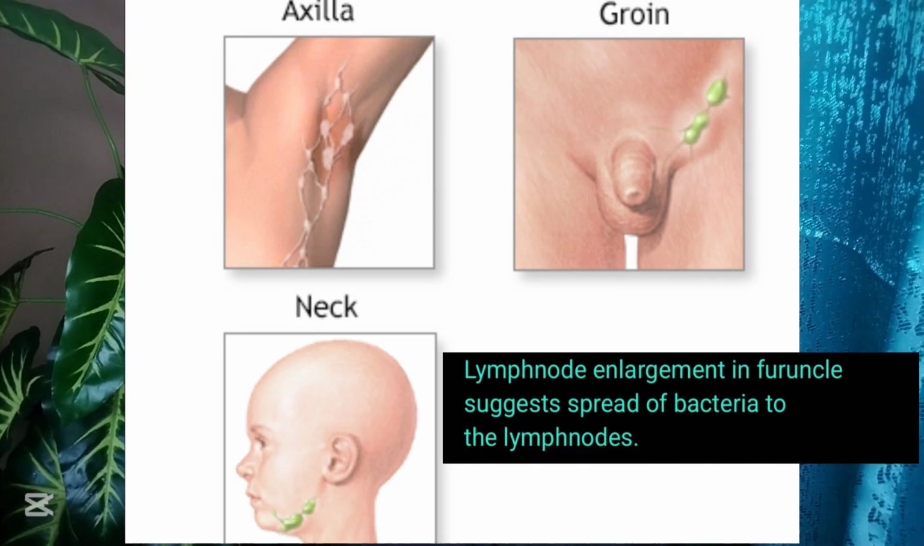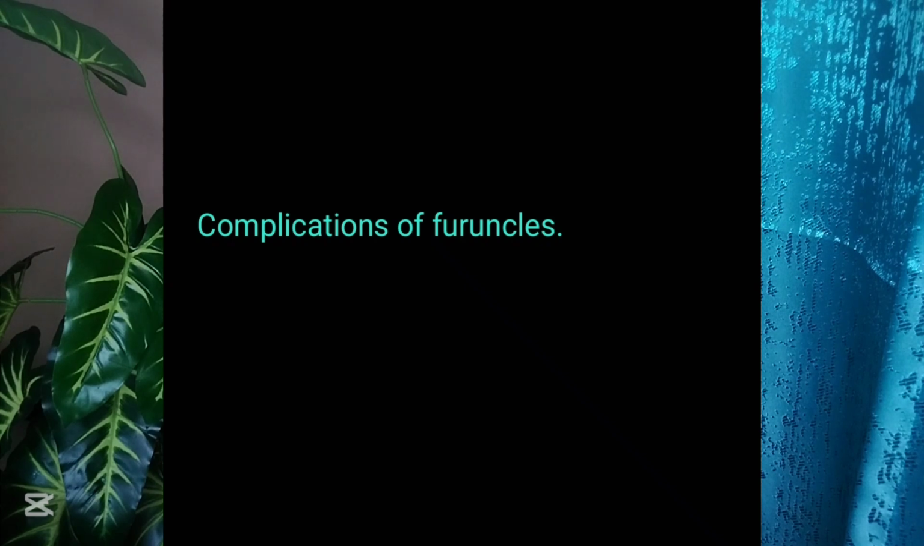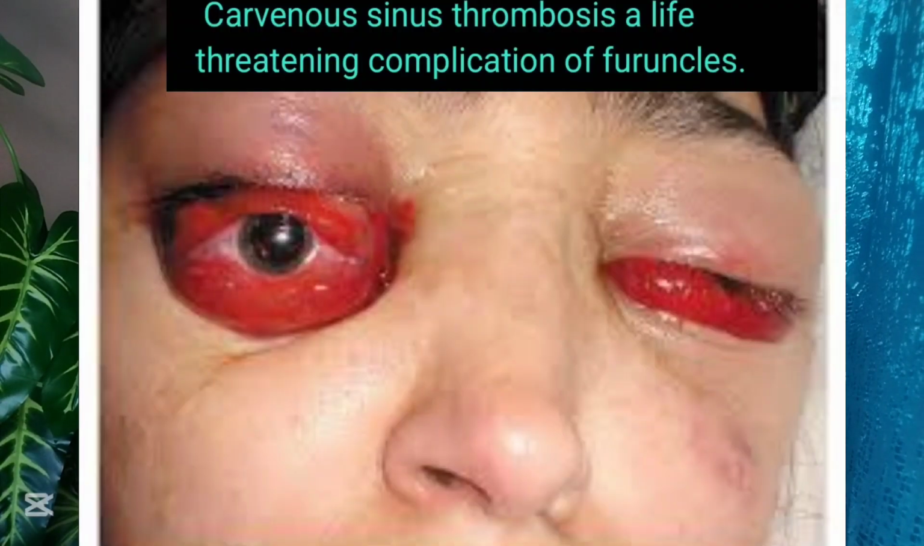grow back. There can also be enlargement of the lymph nodes, and this is usually as a result of spreading of the infection to the lymph nodes. The complications of furuncles include cellulitis, lymphadenitis. Lymphadenitis, by the way, is the inflammation, that is the irritation of the lymph nodes. There can also be hidradenitis, that is when the infection involves several hair follicles. There can also be another complication called cavernous sinus thrombosis.